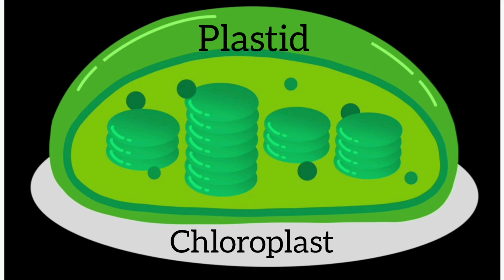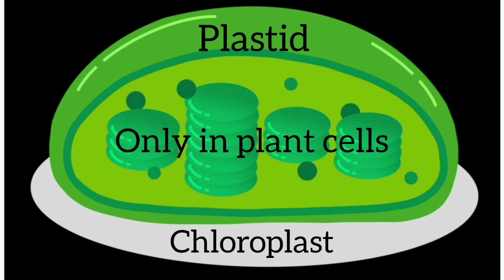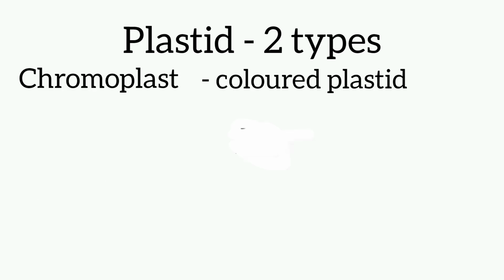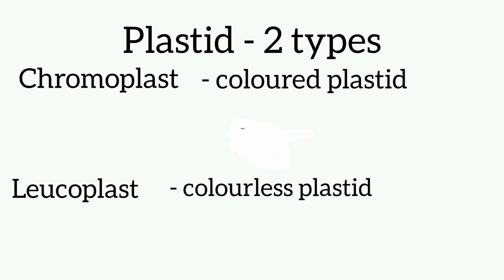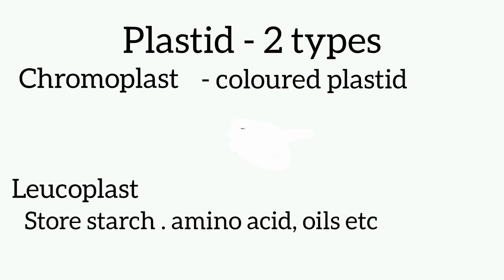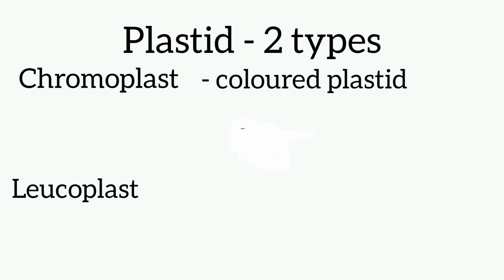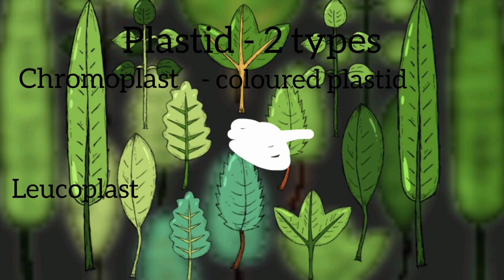Now let us talk about plastids. Plastids are found only in plant cells. We cannot see plastids in animal cells. There are two main types of plastids, colored plastids and colorless plastids. The colored plastids are called chromoplasts and the colorless plastids are called leucoplasts. The colorless plastids are mainly for storing starch, oils, proteins, etc. And among the colored plastids, or chromoplasts, the most important one is the chloroplast.